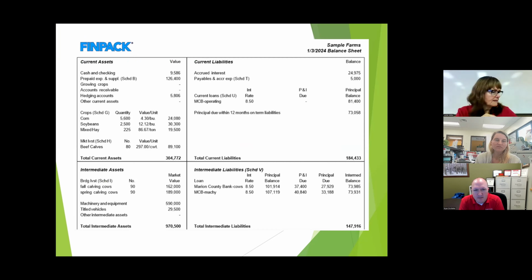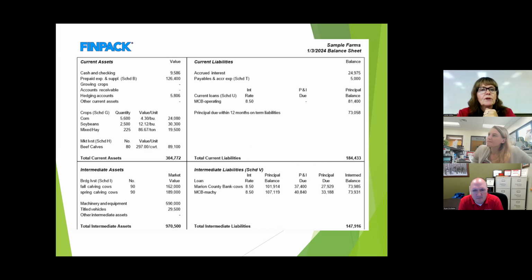So I did have some handouts that you could look at. This gets really small on the screen, so I did send out a copy of this FinPac financial statement. It says Sample Farms balance sheet. Sample Farms is a farming operation that we put together several years ago for Annie's Project, where we took a beginning farming operation. We've kind of rolled through the years with it. This is the statement that we did last January.